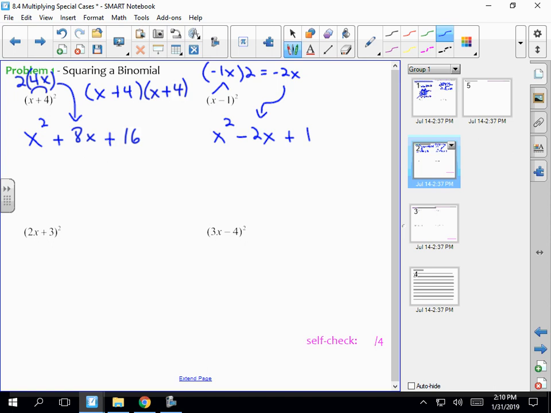How do you get the 1? Negative 1 squared is 1. Here's how it works when this is not just a simple x here.